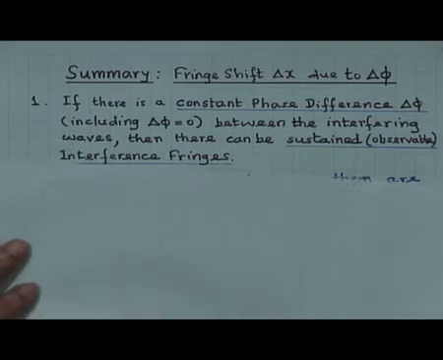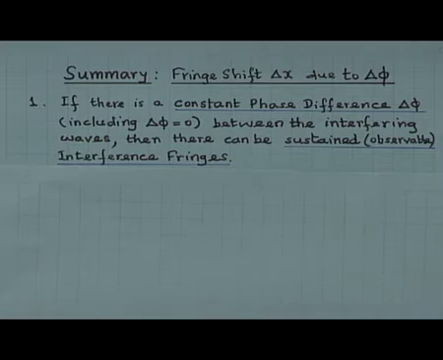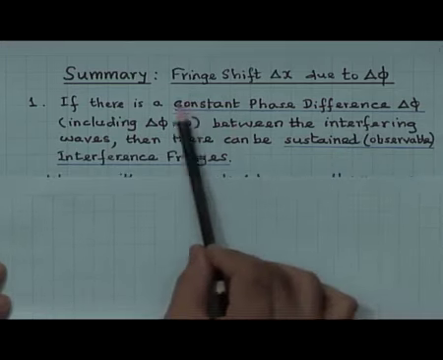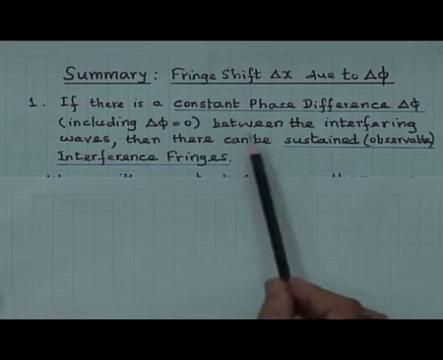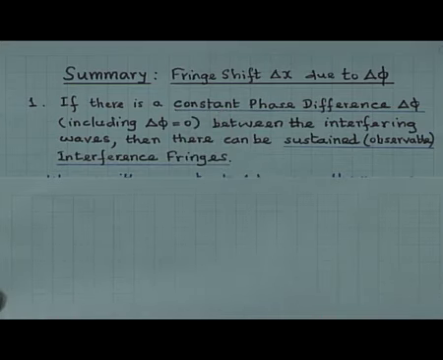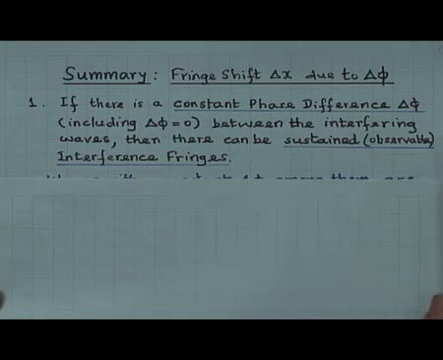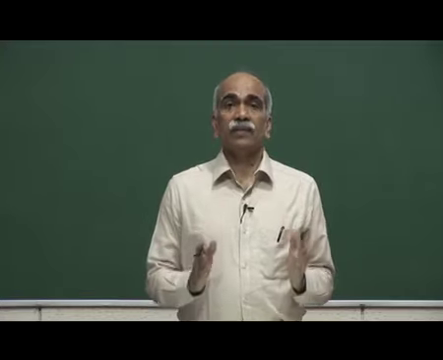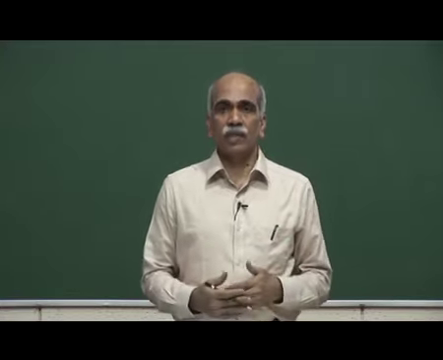Summarizing the fringe shift issues, the fringe shift delta x is due to a constant phase difference delta phi. Why I am insisting on constant, I will take up next, when the phase difference is changing with time. If there is a constant phase difference delta phi, including delta phi being 0, between the interfering waves, then there can be sustained observable interference fringes. When delta phi is 0 or constant, we will have a sustained observable interference pattern.